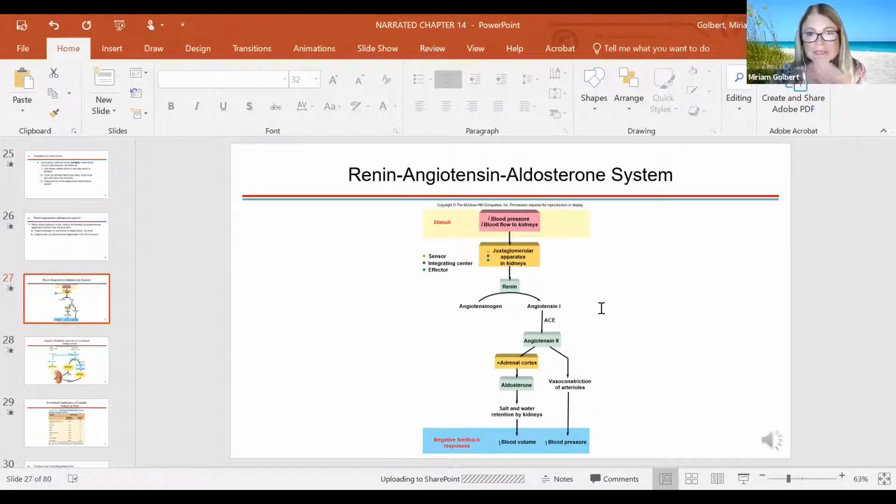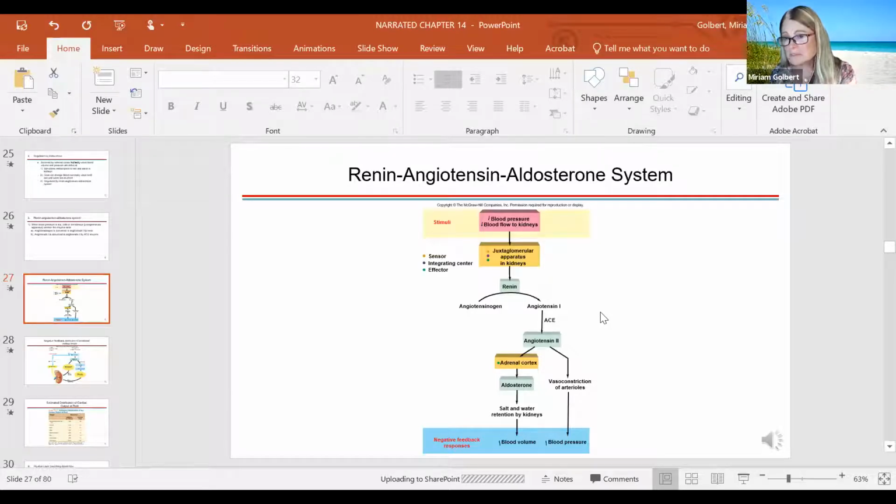Okay. So angiotensinogen is in the liver. We have it in the liver. Angiotensin 1 is in the lungs. Now, don't ask me why. That's how we are wired. We have angiotensinogen in the liver and we have angiotensin 1 in the lungs. So renin goes to the liver and converts angiotensinogen into angiotensin 1.